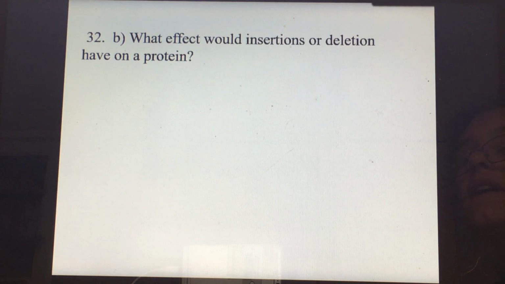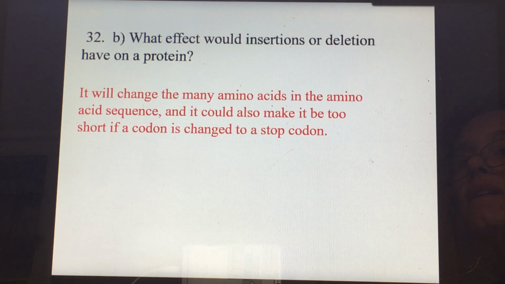So what effect would an insertion or deletion have on a protein? It would change many amino acids in the amino acid sequence, and it also could change a different codon into a stop codon and could make the protein much shorter.